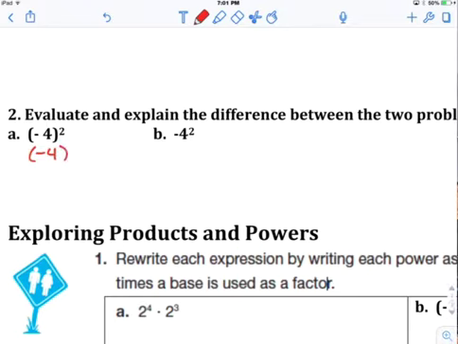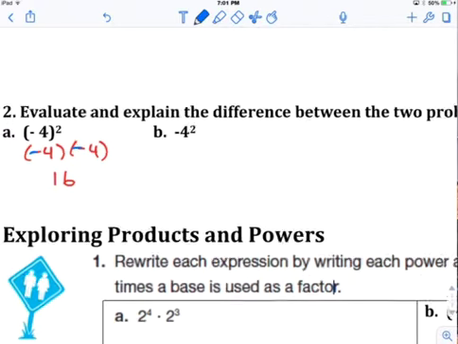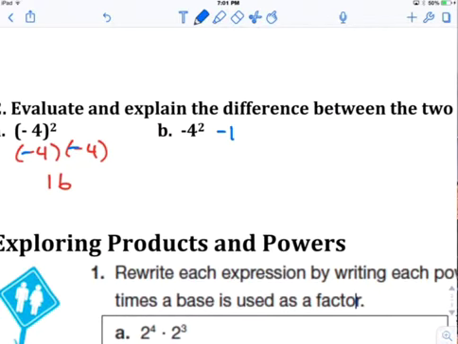This is -4 times -4, which, evaluate means to solve it. Positive 16, because two negatives when you multiply is a positive. This one here means -1 times 4 times 4, because there's no parentheses around it. So this is -1 times 16, which is -16. This is explaining if you know that.